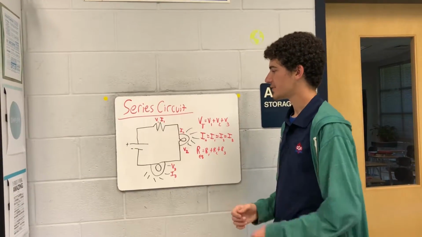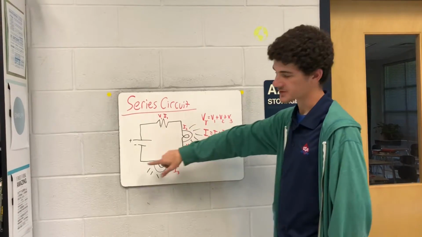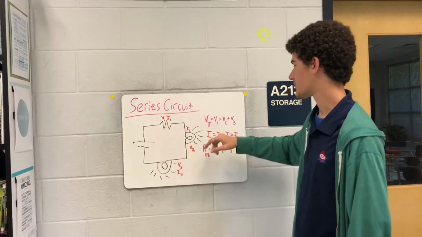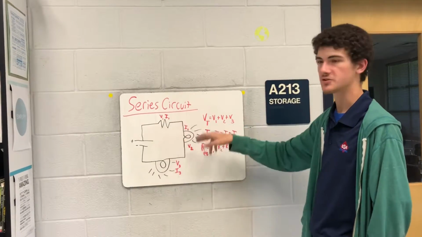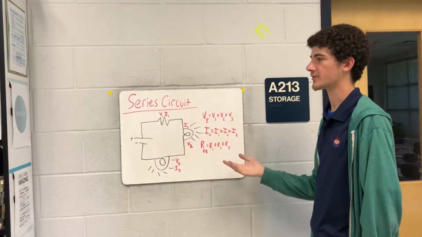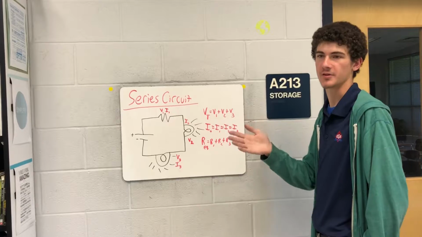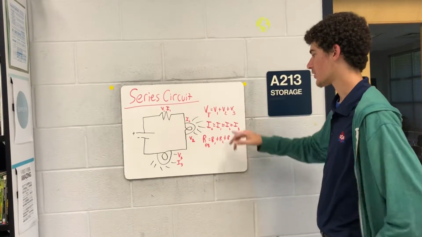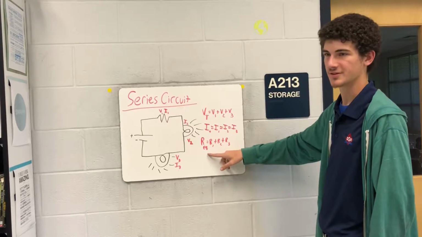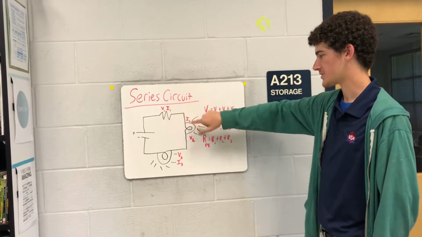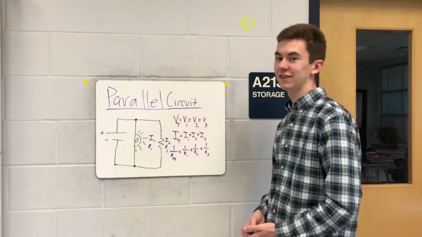A series circuit allows for only one path for the electricity to flow. In a series circuit, the total voltage is equal to the voltage of these components individually added together. In a series circuit, the voltage is not equal throughout the circuit as it would be in a parallel. The current, however, is equal through each component. And for calculating your resistance, it's just your resistance of each component added together.